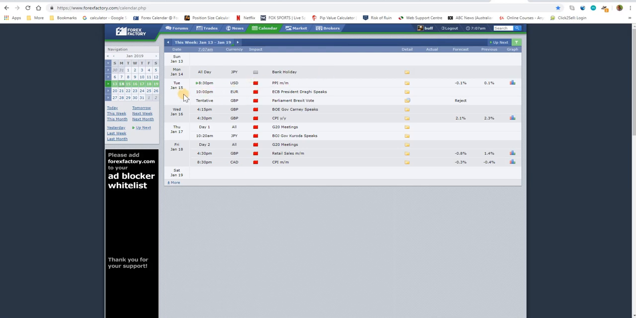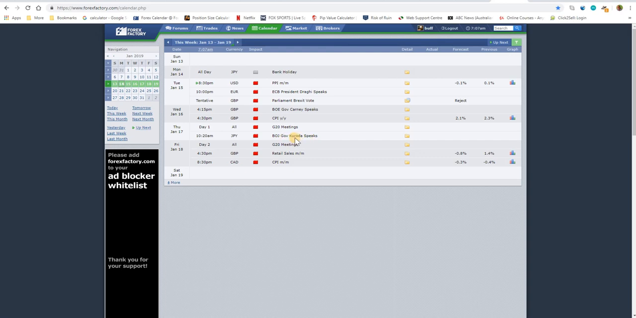Then it cranks up tomorrow, Tuesday. This is probably the big one, the Parliament Brexit vote out of the UK, out of Great Britain. So not sure what's going to happen there. And this is followed up on Wednesday by the Bank of England, Governor Carney speaking, and CPI news out of the UK. So it's going to be busy in the UK. Then we have G20 meetings starting Thursday and Friday.